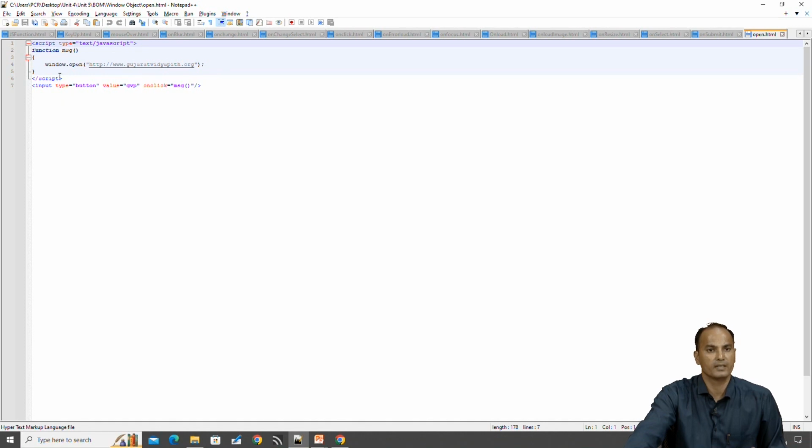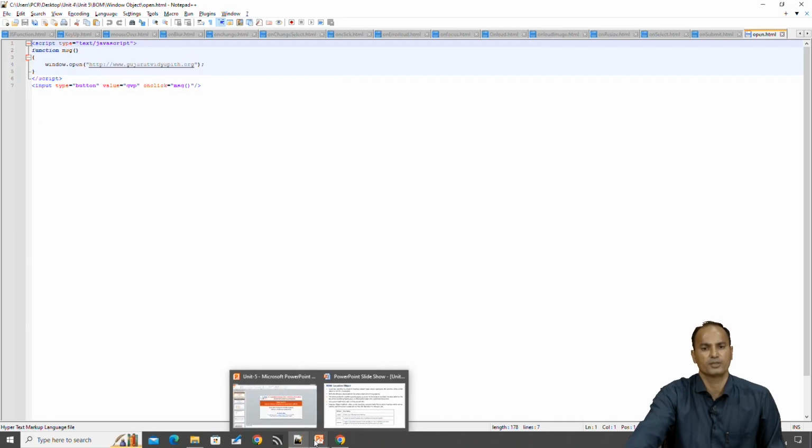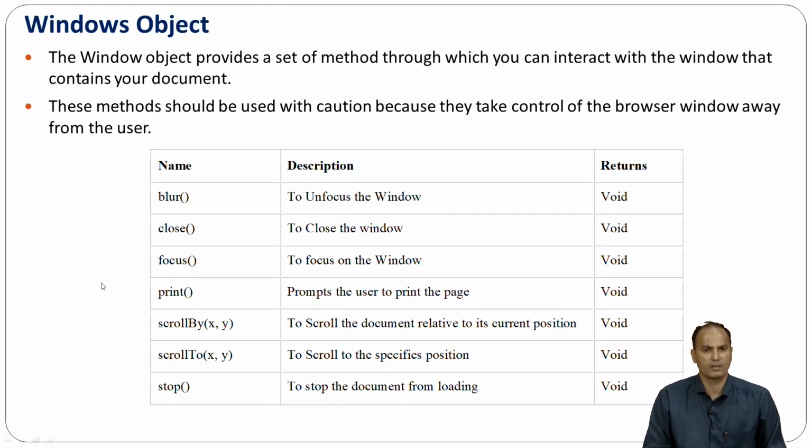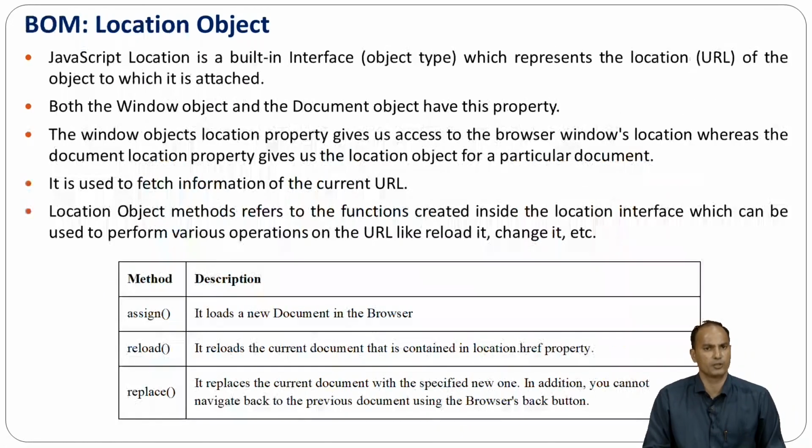Here we have simply specified a click event. We are calling a message function. In the message function, we have written the window.open method, and in open we have specified the URL of the particular organization to be opened when the action triggers. Now moving next, in the same way we can use other functions like close, blur, and focus with the window object to close the window, to lose the focus of the window, etc.